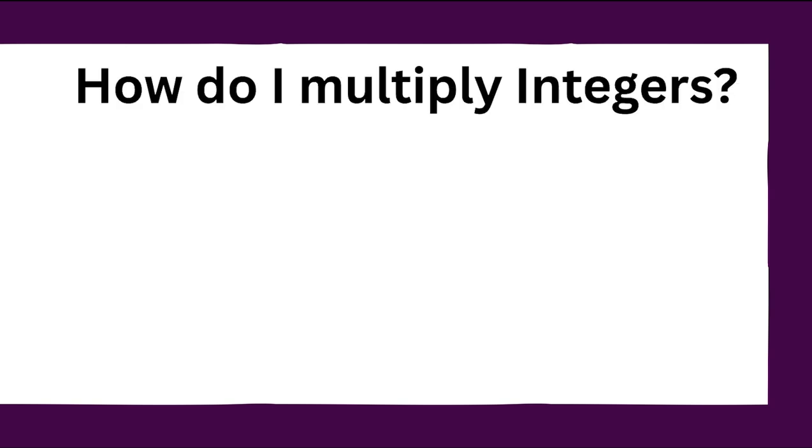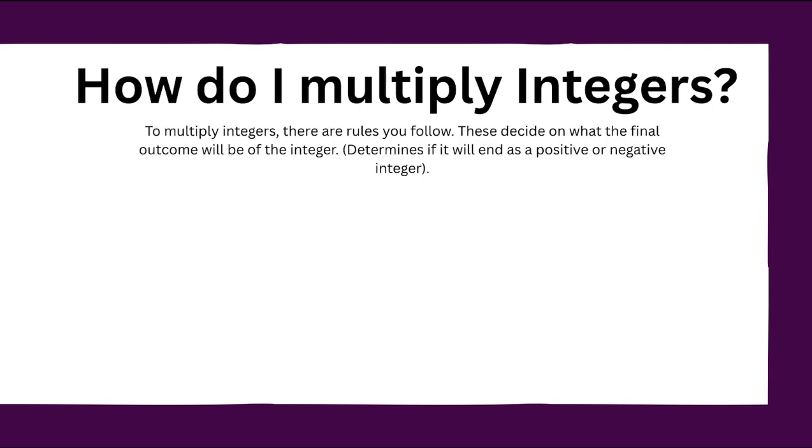So starting off, you're probably wondering how do you multiply integers. And while there are no exact steps you follow, there are rules you follow. And the reason you follow these rules is because they decide on the final outcome of the integer. So what that really means is they determine if your answer is going to be a positive or a negative. Now, starting off with our very first rule, I have a positive times a positive. And when I multiply those two together, I actually end up with a positive. My final outcome will be a positive.